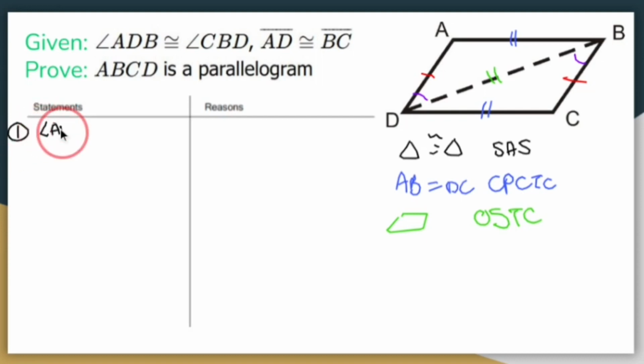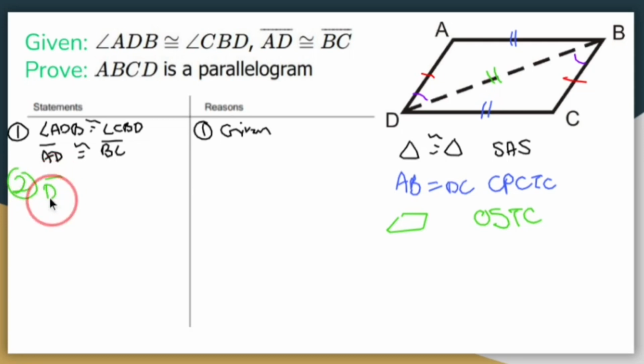All right, let's write our given first. Angle ADB is congruent to angle CBD. Also, AD is congruent to BC, given. All right. In green here, I can say that side DB is congruent to side DB. And the reason for that is the reflexive property.